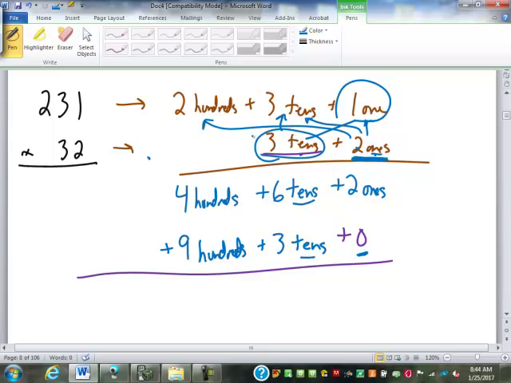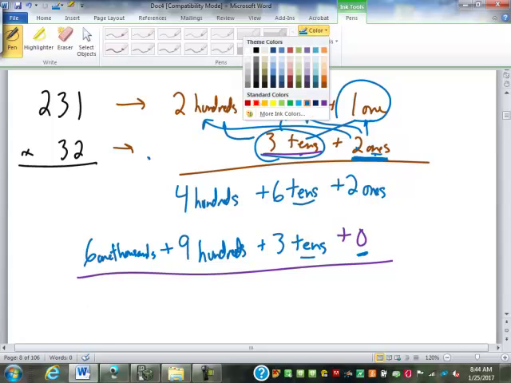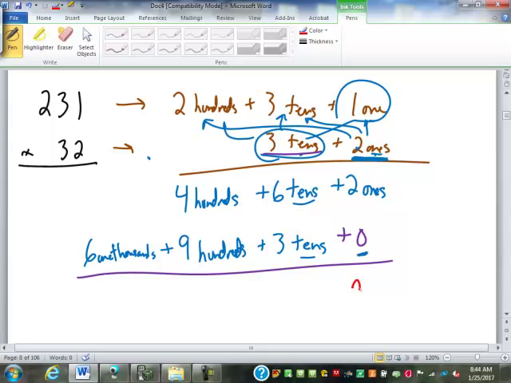Our place values are staying lined up. 3 times 2, 6. Tens times hundreds is 1,000s. Or just thousands if you want to call them that. Then we combine the things that have the same place value. So 2 1s, 6 and 3 make 9 tens, 4 and 9 make 13 hundreds, so 3 carry the 1, 1 and 6 make 7. So 7,392.